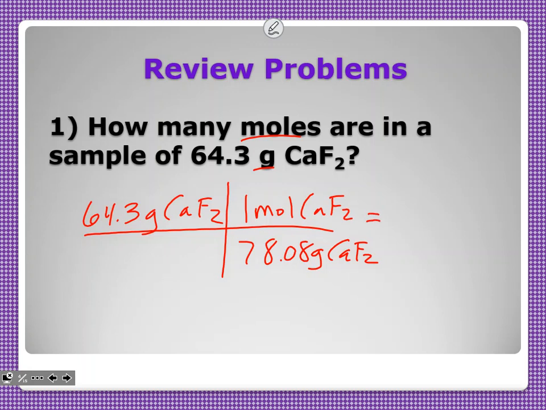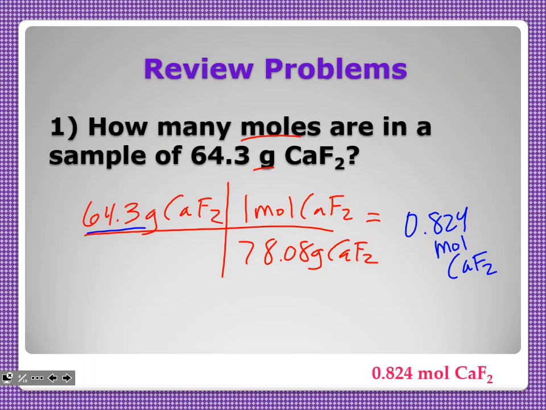So, what did you get and how many significant figures should we keep? 3, because our initial measured value here is 64.3 grams, so we need to keep 3 in our answer. So what was the answer? And this would be moles CaF₂. Very good. Which happens to be correct.